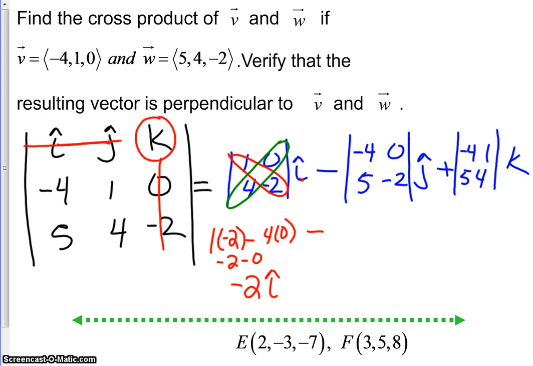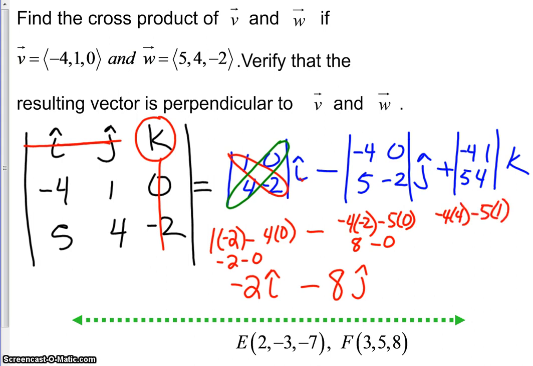Here, it would be negative 4 times negative 2, and then we're subtracting 5 times 0. So really we have 8 minus 0. So 8 minus 0 is 8. So then it's minus 8j. Here it's negative 4 times positive 4 minus 5 times 1. So it's negative 16 minus 5. Negative 16 minus 5 turns out to be negative 21. So it's like plus a negative 21k. Now that one you can leave as your answer.